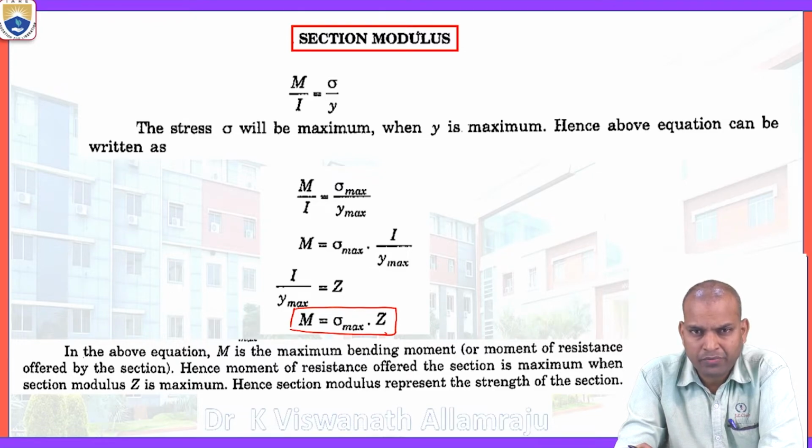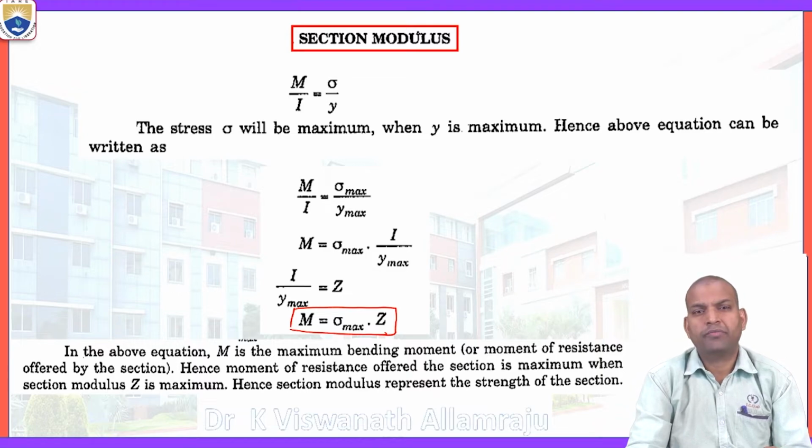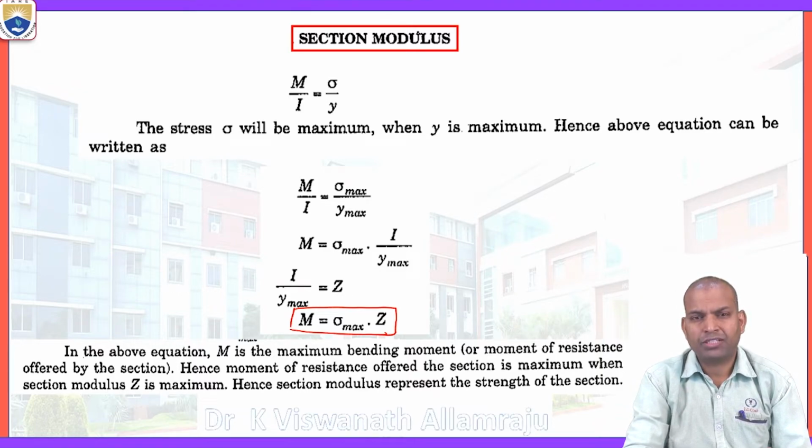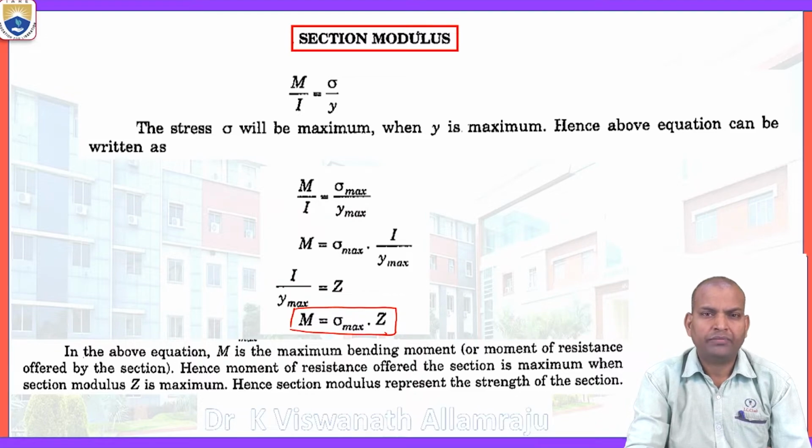And one more thing: from this equation we can find out the failure stress, or maximum stress, of a beam, where the beam can carry the maximum load. After that, beam failure takes place. Failure of the beam can be observed. That stress can be calculated by using this equation.